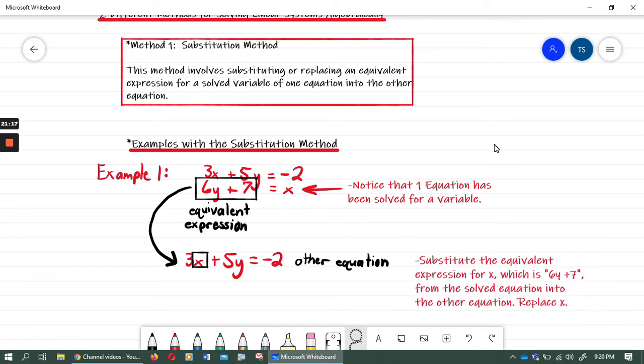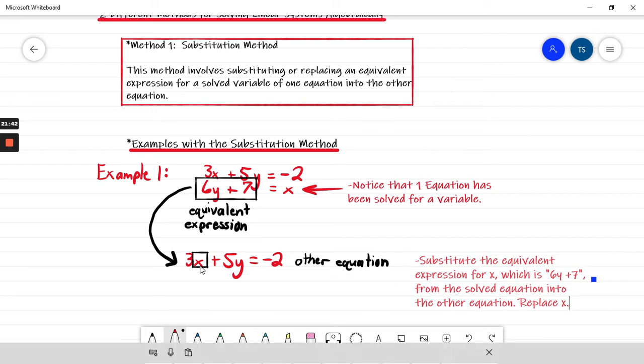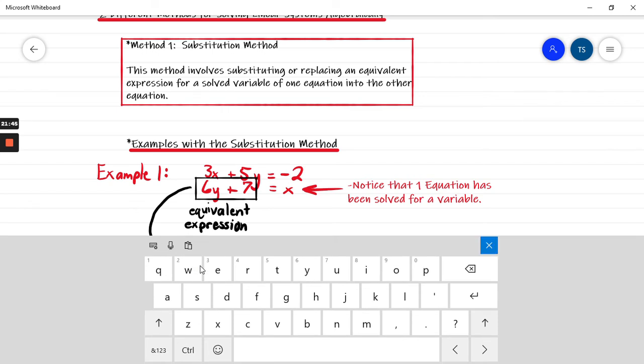Okay, so again, guys, we're going to substitute that equivalent expression for x, which is 6y plus 7, from that solved equation into the other equation. We're going to replace x. Let's write that out. When we replace that, this is how it's going to look.